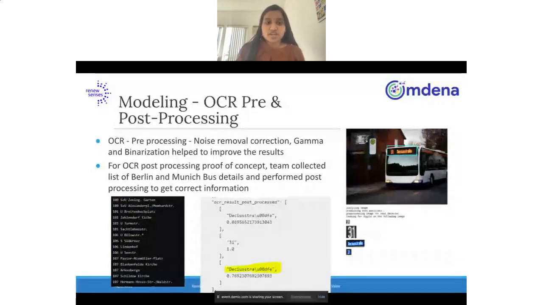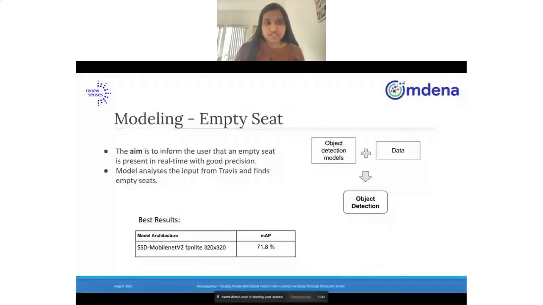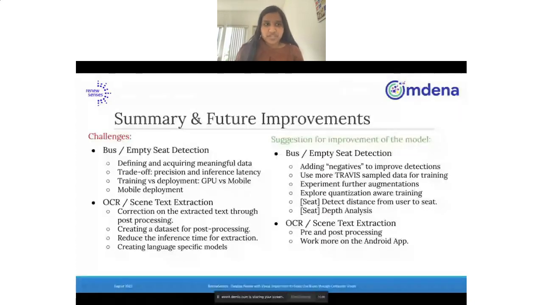So we removed the noise using gamma and binarization, which helped improve the results. And empty seat was again an object detection model with the MobileNet architecture, to see if the user can actually see an empty seat or not. Once the model detects that we have an empty seat, that goes through the device, and then that informs the user that yes, this is an empty seat and you could sit here.